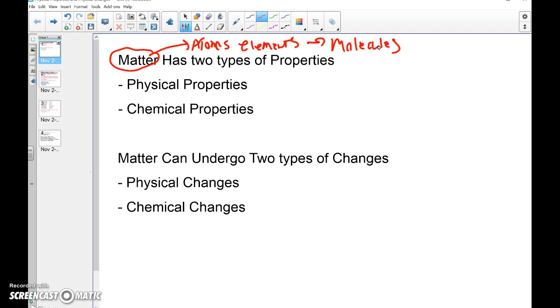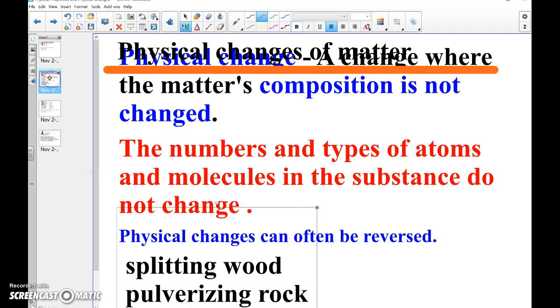And there are two types of changes that matter can undergo, physical changes and chemical changes. It's not an accident that these two things are similar. All right, the physical properties and the chemical properties and the physical changes and the chemical changes are all related. Now what we're going to focus on in today's video is the physical changes.